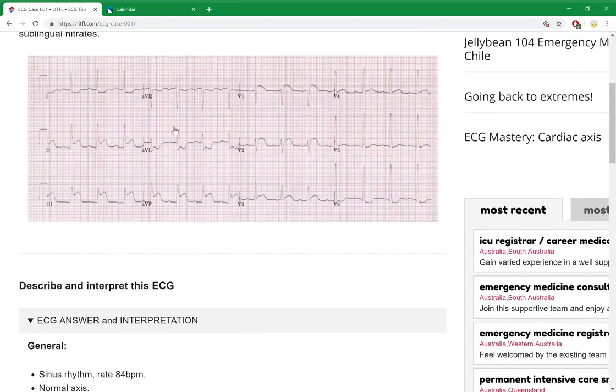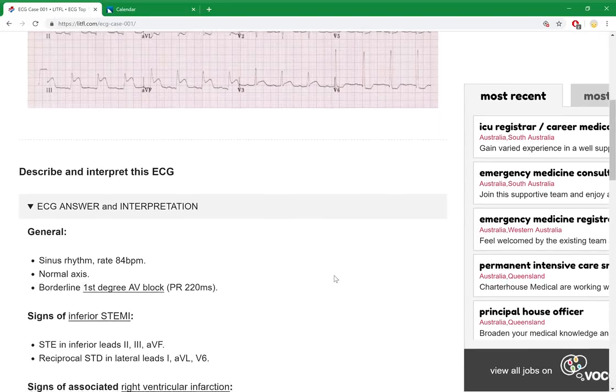So this is 1 and aVL, and if you look over here, there are also ST depressions here. Now remember, V6 is the furthest left-sided lead that you put on the chest, which is very lateral. On the axis, 1 and aVL are also left-sided leads, so they're going to look very similar as far as the ST segment.